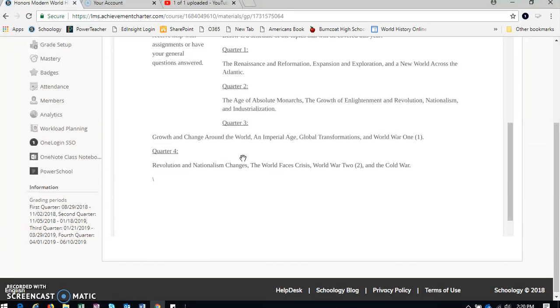And finally, in our last quarter, we'll take a look at revolution again, such as the Russian Revolution, and nationalism. We'll take a look at the Great Depression, not just in the United States, but also around the world as well. And we'll take a look at the rise of dictators, such as maybe you've heard of Adolf Hitler before. We'll take a look at how he came to power, and also World War II and the Holocaust. And then finally, like I said, we'll probably wrap up with the Cold War to end the school year.